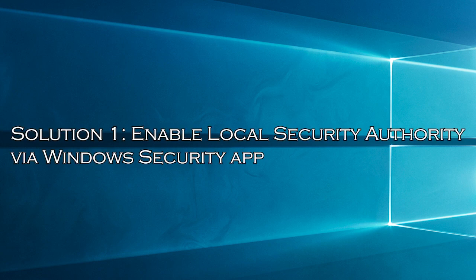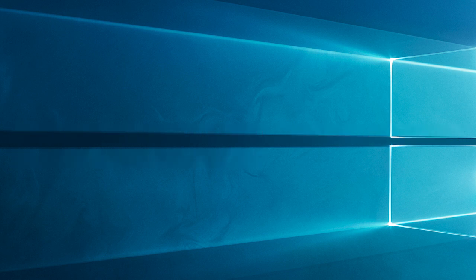Solution 1. Enable Local Security Authority via Windows Security app. The first step is to enable the Local Security Authority on your Windows system via Security Protection. Here's how you can do it.